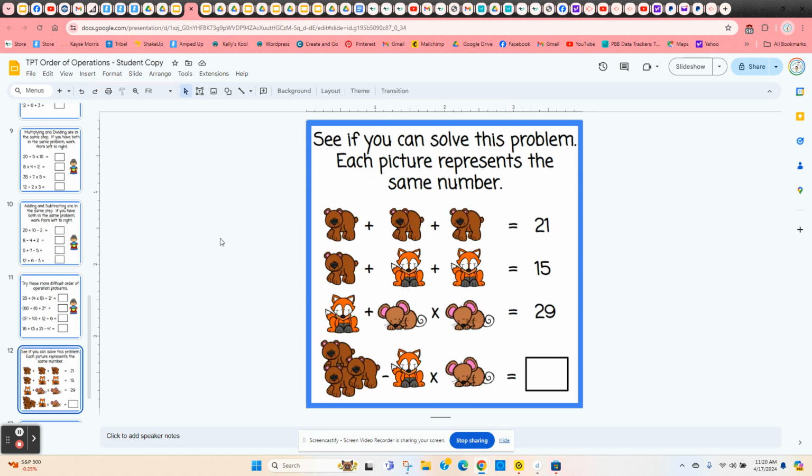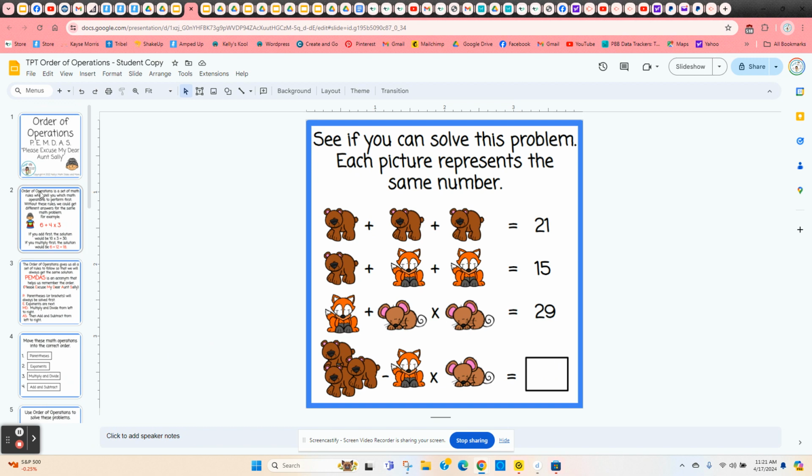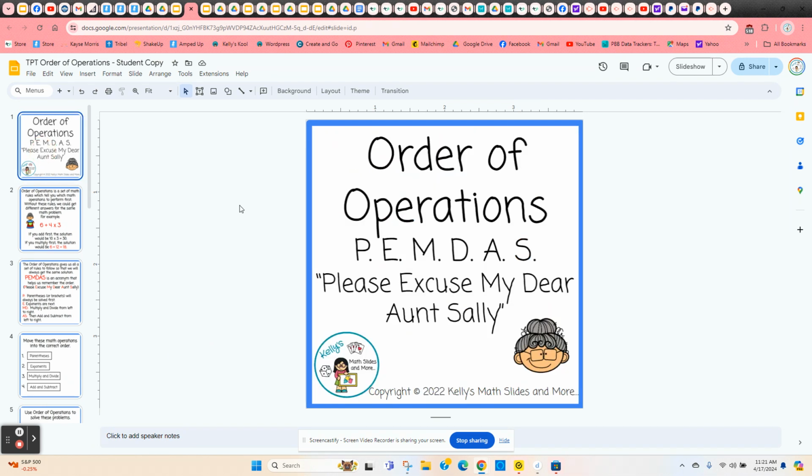And then the final slide has a logic picture puzzle. So students are going to try to figure out what each of these pictures represent. They each represent a number. Same picture will be the same number, and they have to figure out what the answer is at the end. So this is Digital Lesson Order of Operations.